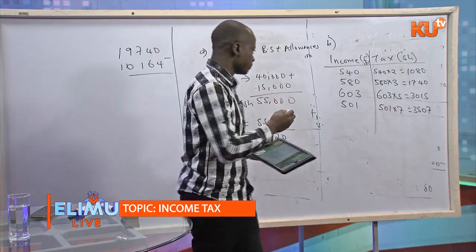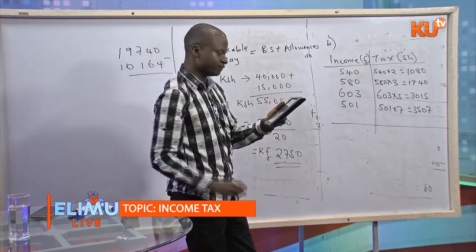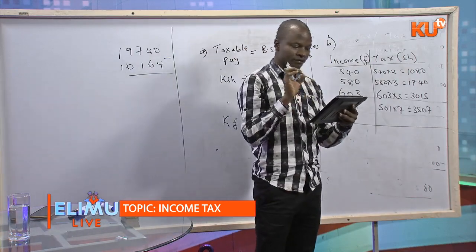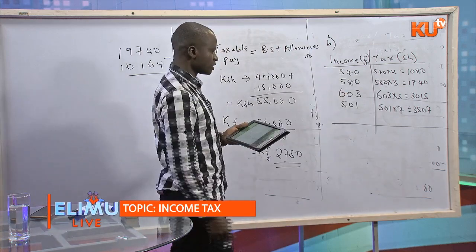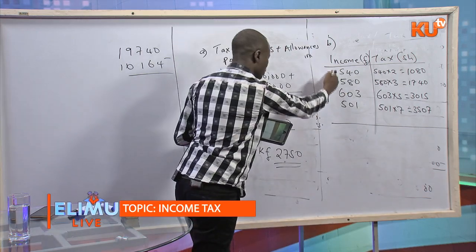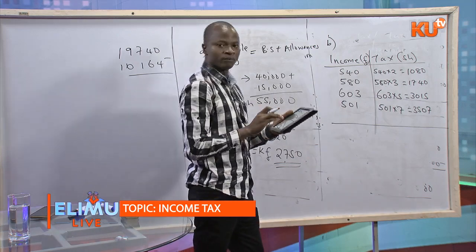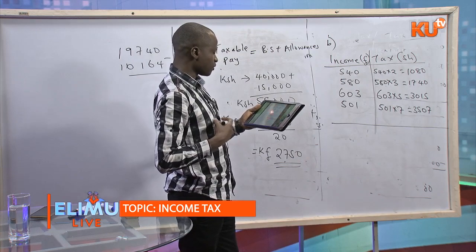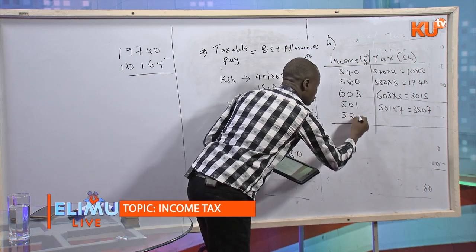Now, we pause for a minute. Our total income is supposed to be 2750. Now you add all these values, then subtract from 2750. If you add all these values here, you'll get 2224. So if you subtract that from 2750, you get the last one here as 526.